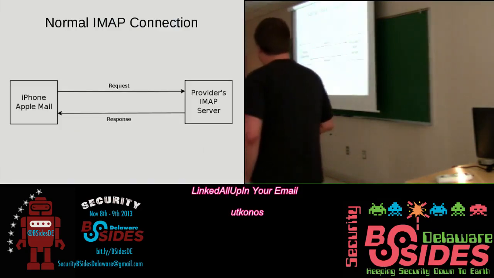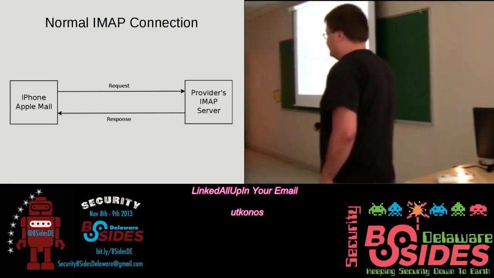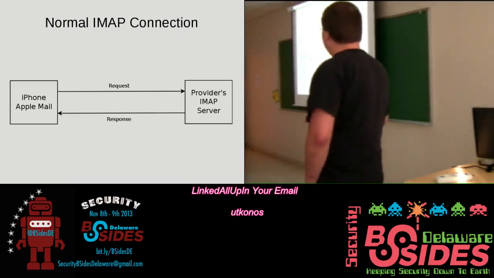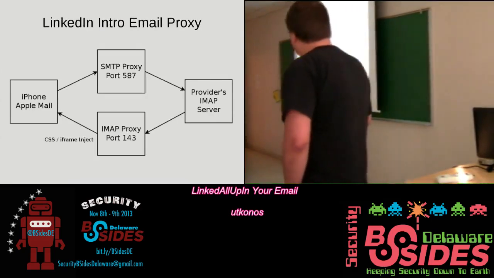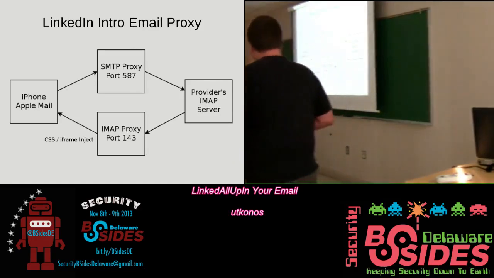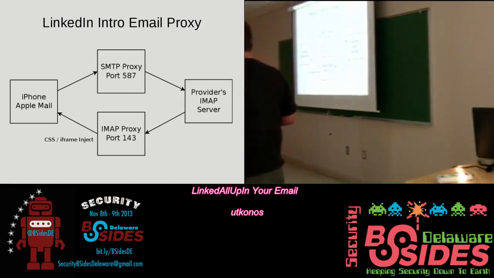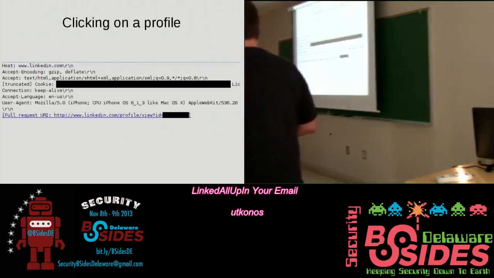So what does it look like? This is what your normal IMAP connection looks like between your phone and your provider. And this is what it looks like when you've got a LinkedIn profile added to your phone. You have the phone, and then the SMTP proxy, which handles your outbound email, and then your inbound IMAP, and at this point they do a CSS and iframe injection into your email.